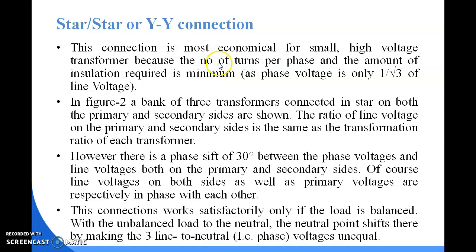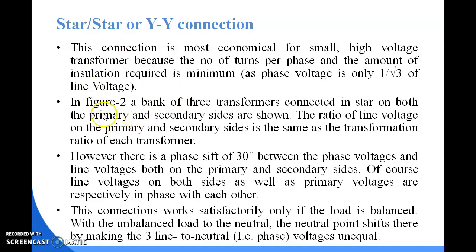Now this star-star connection is most economical for small high voltage transformers, because the number of turns per phase and the amount of insulation required is minimum. We can say the phase voltage is only 1 by root 3 times the line voltage. So here the number of turns per phase and also the amount of insulation required is minimum. So this is very economical.